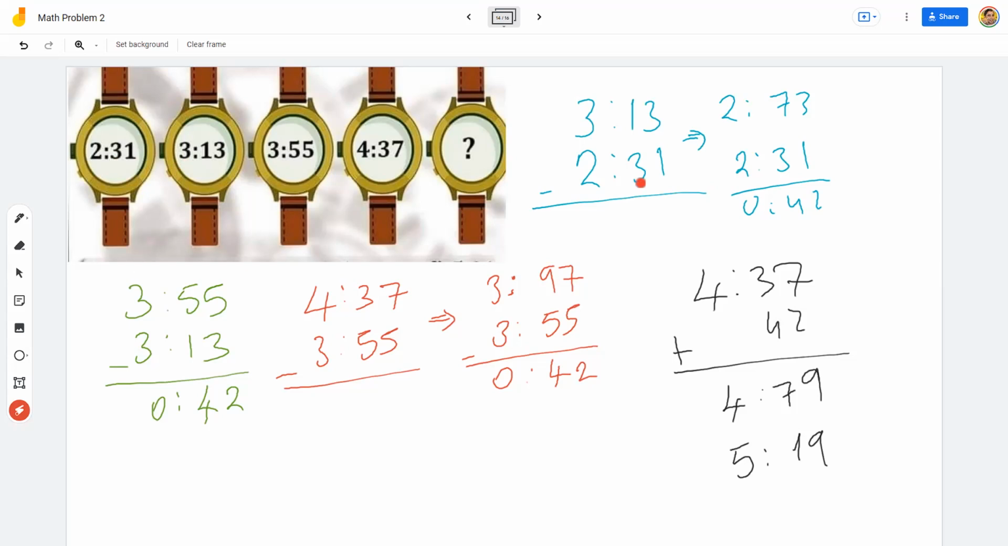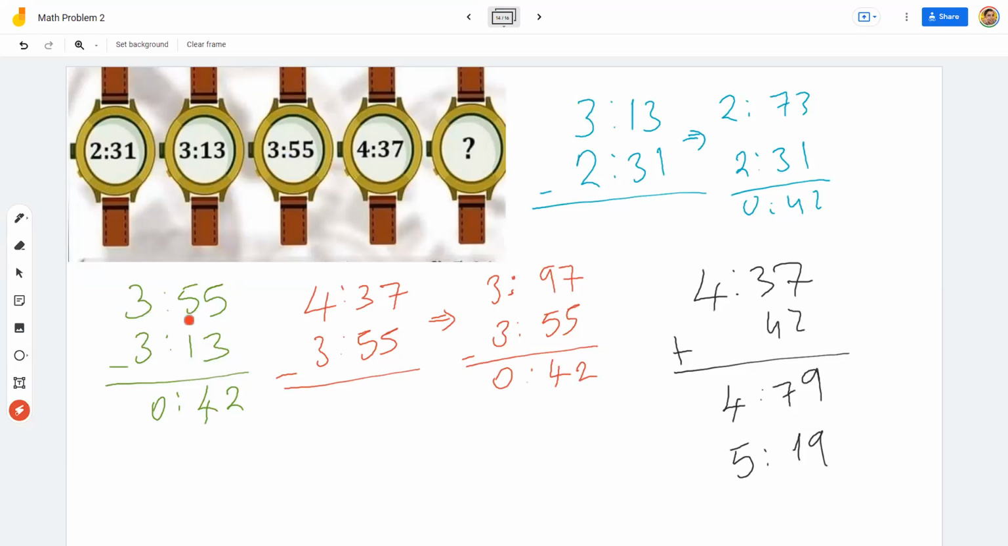So let's check the difference between these two. So as you see, while subtracting hours, if the minute part is bigger than this one, we transfer 1 hour to here. So 1 hour means 60 minutes. If you add 60 minutes, it will be 73 minutes, and this will remain as 2 hours. So our hour parts cancel. If we subtract the minutes part, we will get 42 minutes. Same idea, we can continue with these two.